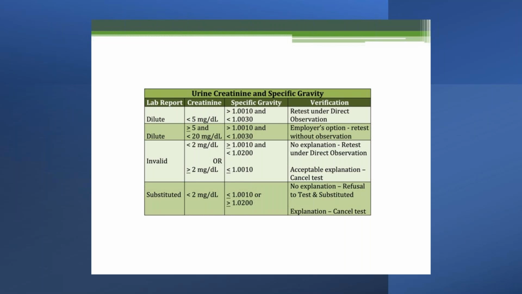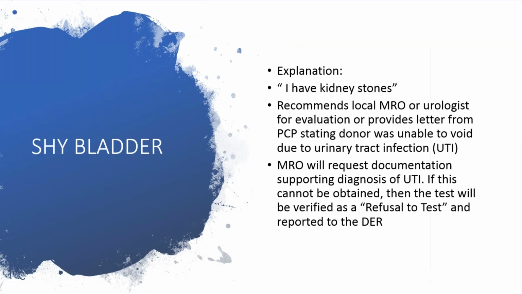And again, this is a chart that's very helpful. It gives you the creatinine and specific gravity values and what would happen with the dilutes, invalids, and substituted. So that's a pretty helpful chart. And again, this PowerPoint is available if anyone would like it as a reference guide.